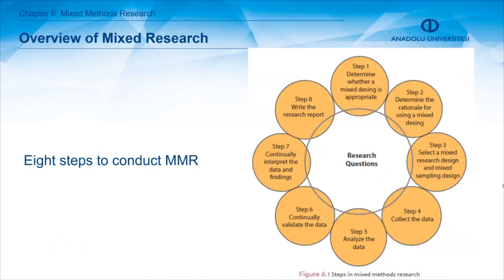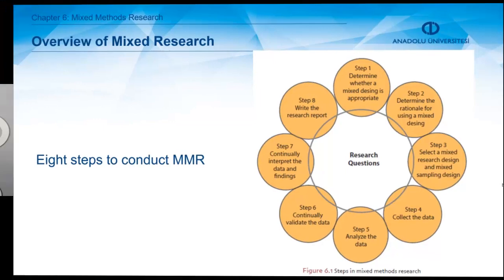And we have 8 main steps to conduct mixed method research. First of all, you should determine whether a mixed method design is appropriate for your study. Secondly, you have to decide on the rationale for using a mixed method design. Thirdly, you need to select a mixed method research design and mixed method sampling design, which we will learn a few minutes later, the types of the design and sampling strategies.